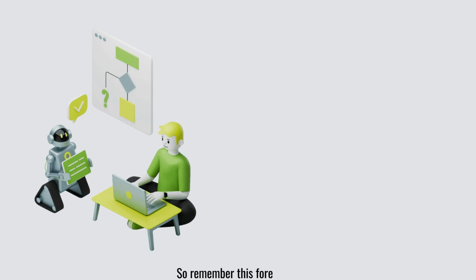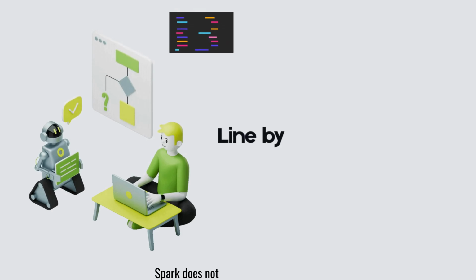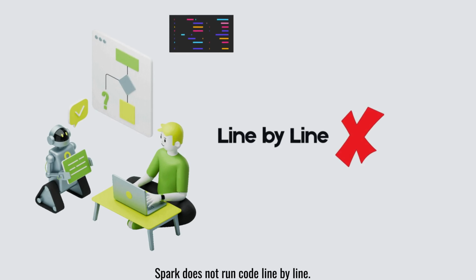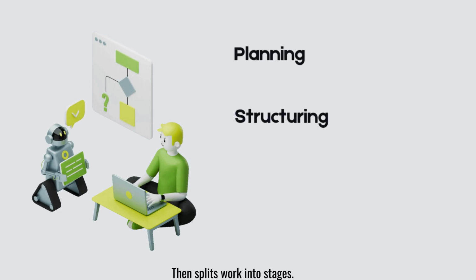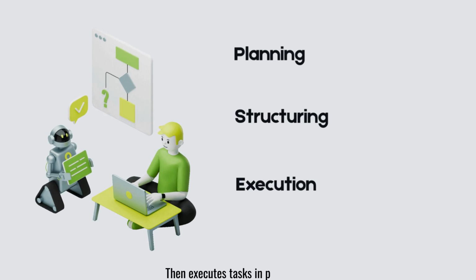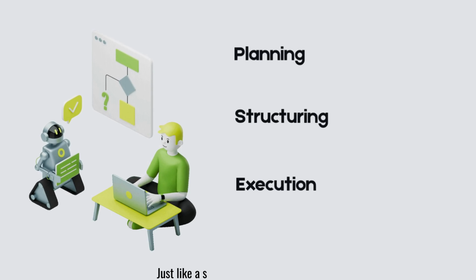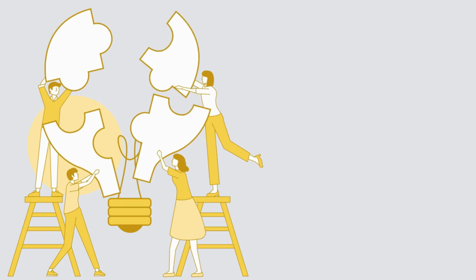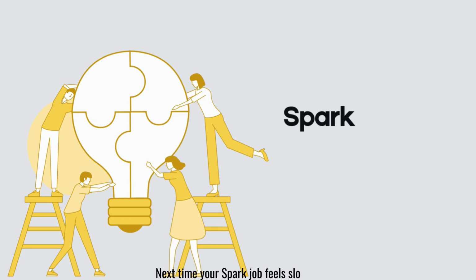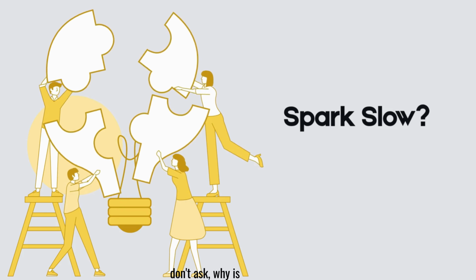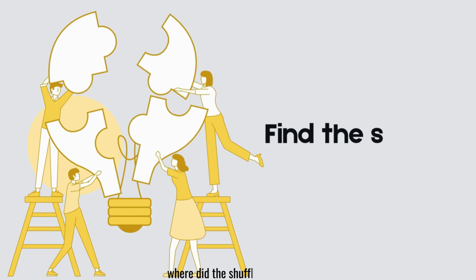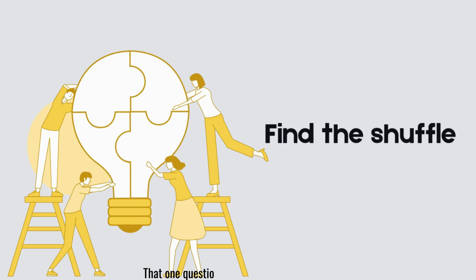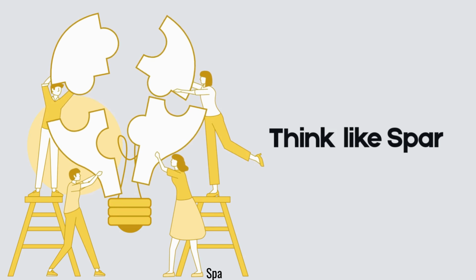So remember this forever. Spark does not run code line by line. Spark plans first, then splits work into stages, then executes tasks in parallel, just like a smart event coordinator. Next time your Spark job feels slow, don't ask, why is Spark slow? Ask instead, where did the shuffle happen? That one question puts you ahead of most Spark users.